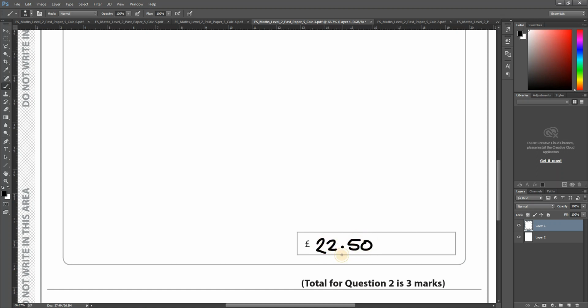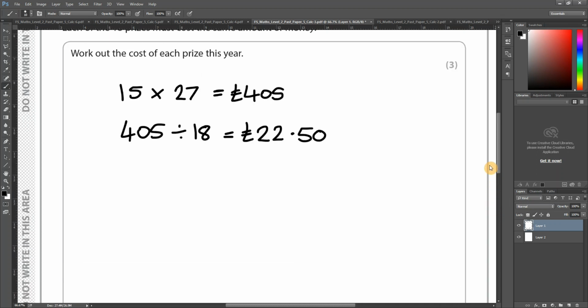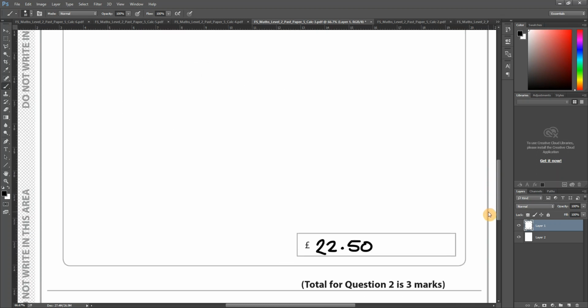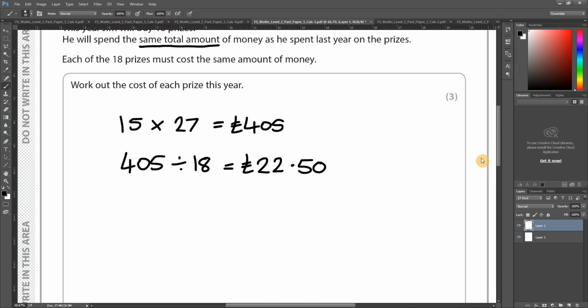£22.50. Yeah, 3 marks just for doing that. So obviously 2 marks for your working, 1 mark for your answer. Let's move on to the next question.